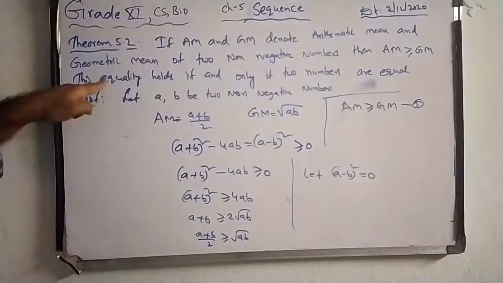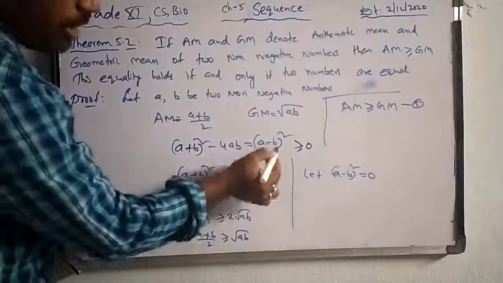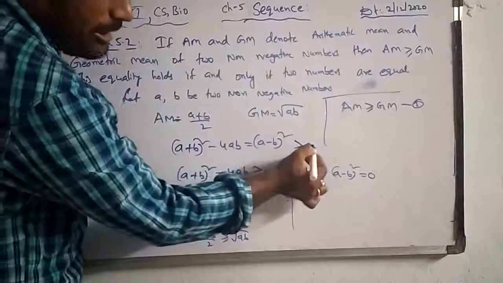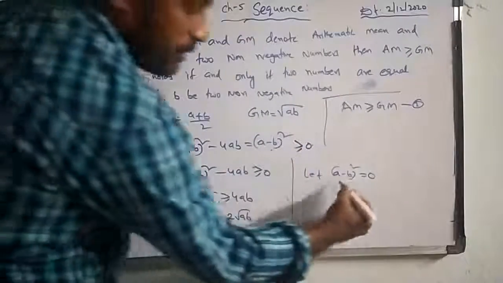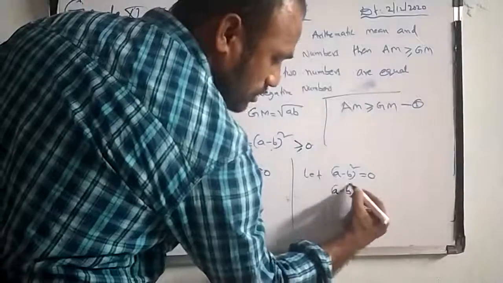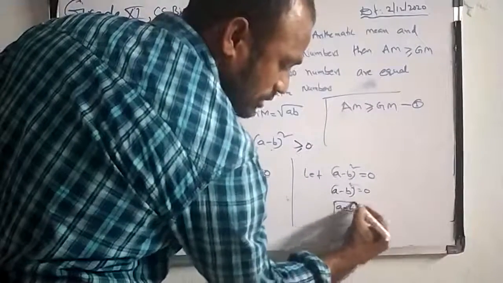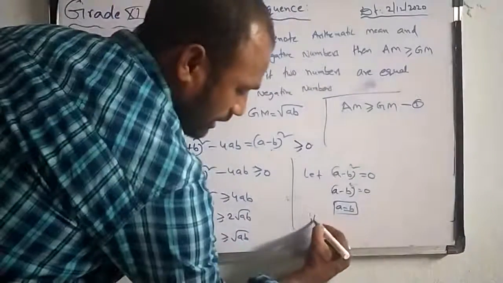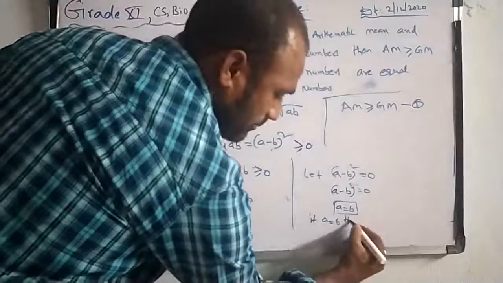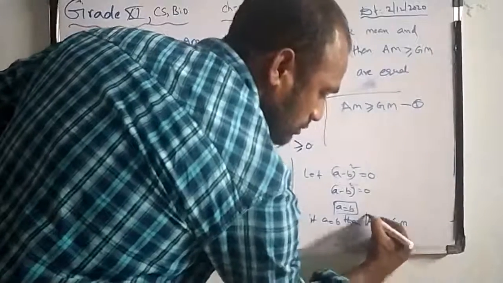But we also need to prove that this equality holds if and only if the two numbers are equal. Already I know that this is greater than 0 or else equal to 0. If I assume it equals 0, then automatically a minus b whole square is equal to 0, that is, a minus b is equal to 0, so a is equal to b. If a is equal to b, then whatever the arithmetic mean is, the geometric mean will also be the same.